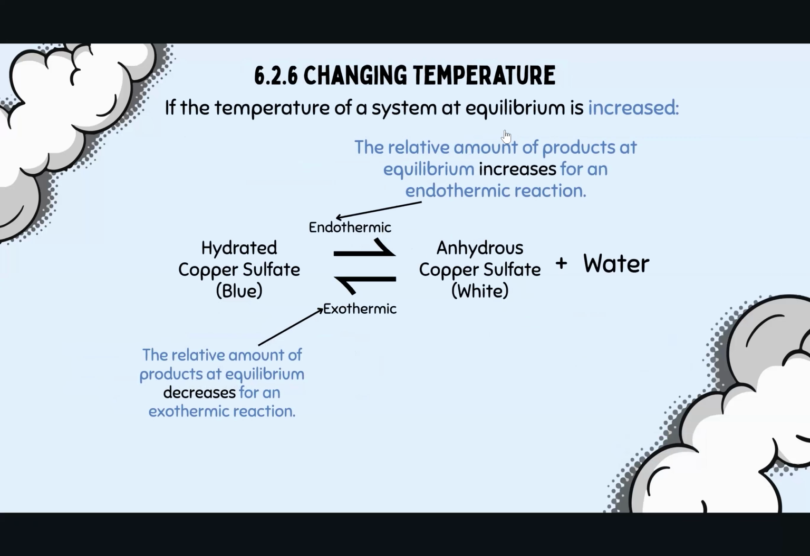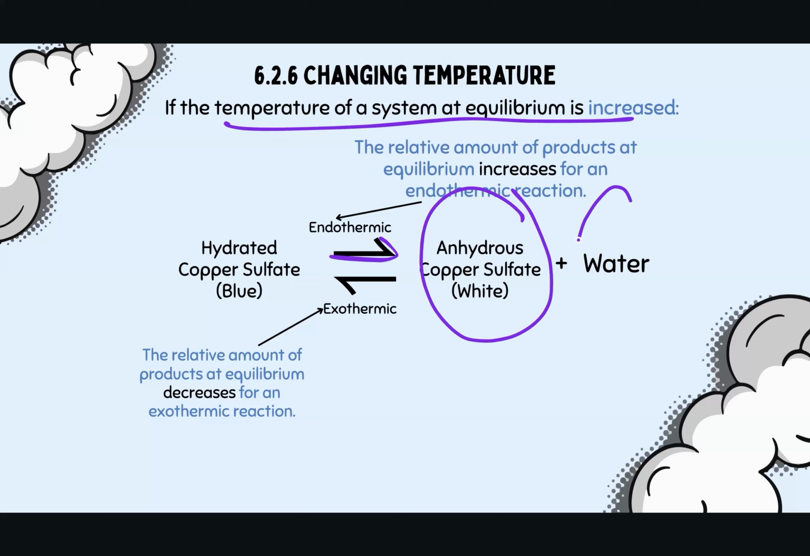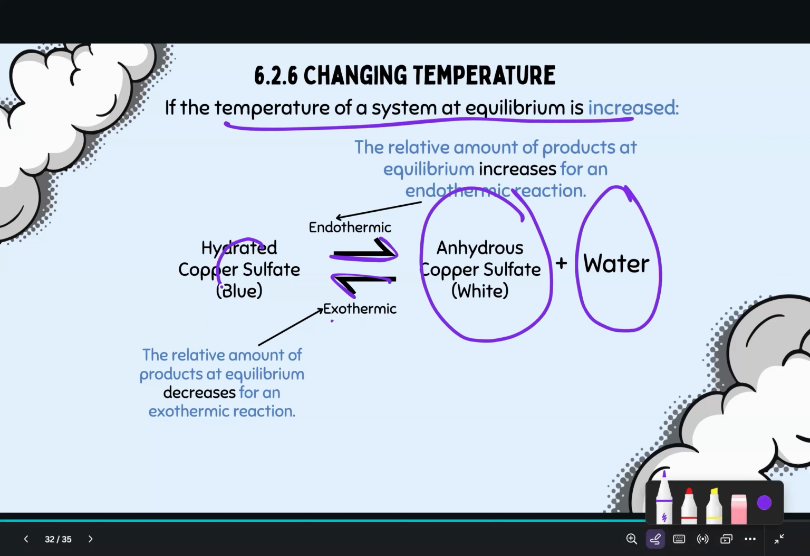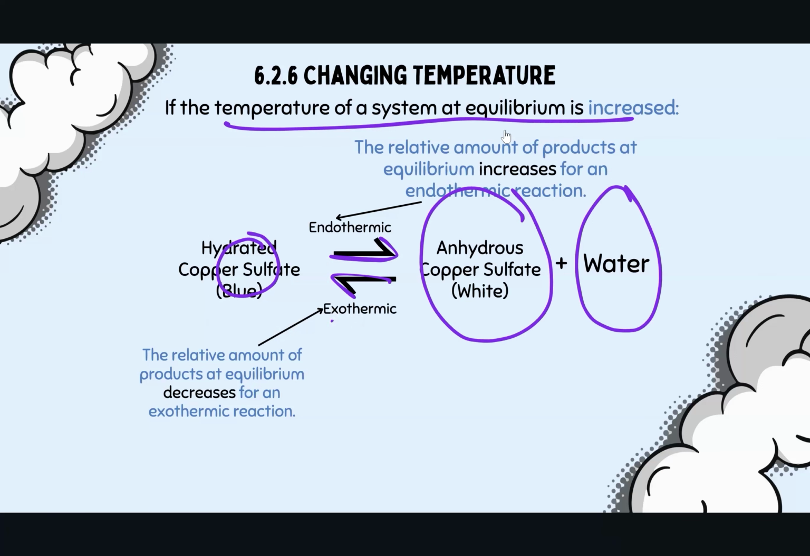Okay, now if the temperature of a system at equilibrium is increased, the relative amount of products at equilibrium increases for an endothermic reaction. So look, if we increase the temperature, it always goes in the endothermic direction. In this case, the forward reaction is endothermic, so if we increase the temperature, we get more anhydrous copper sulfate and more water. The backward reaction, the reaction going in the left direction, is exothermic. So if we increase the temperature, we get less hydrated copper sulfate solution.